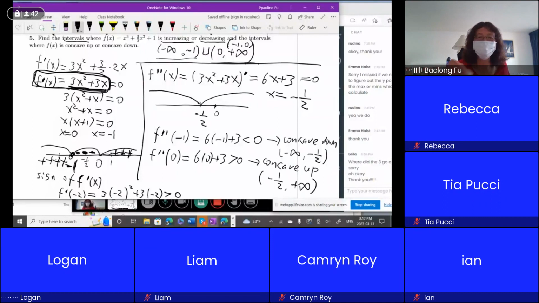If you graph this function in GeoGebra, you will get proof. You can double check concave up, concave down. Questions? Shall we move on?